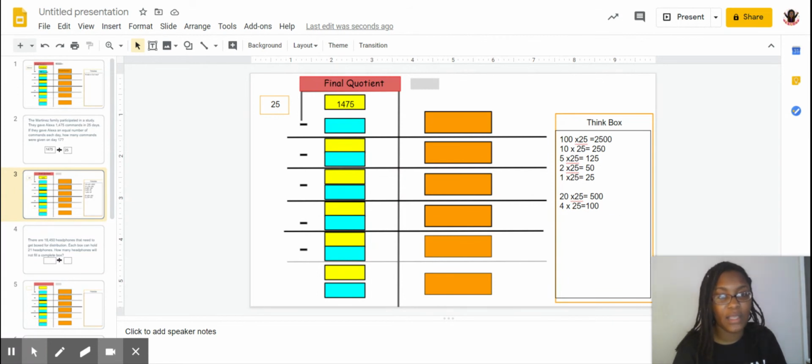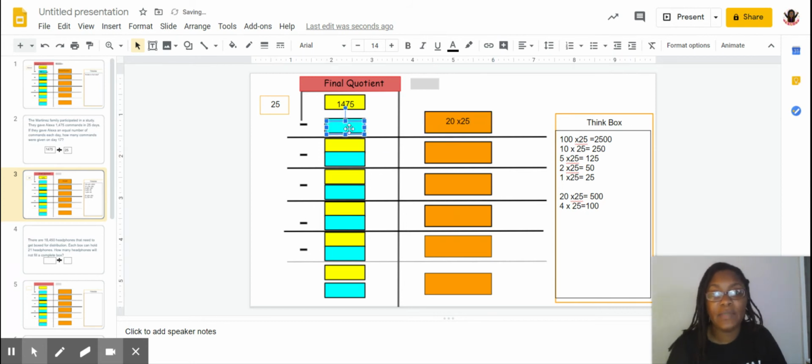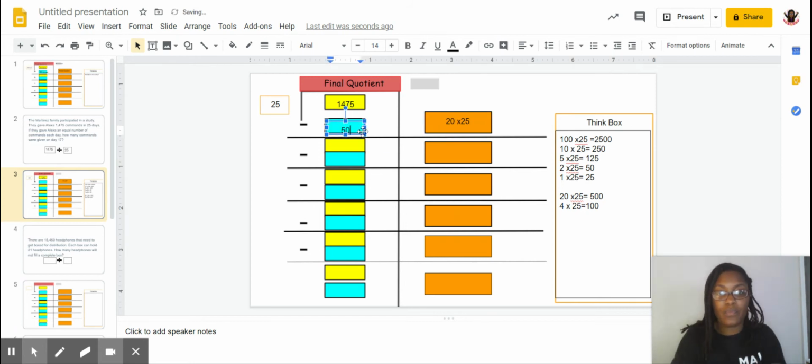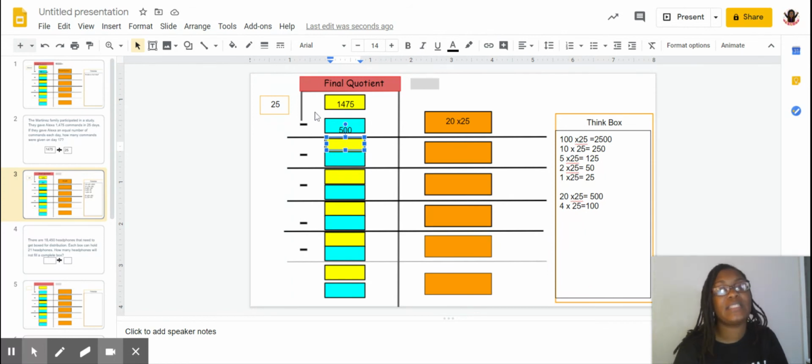Okay, so we're going to be looking at 1,475, and we're looking at our think box to find something that's close without going over. So we're going to use this 500 because that's the closest that I can get to 1,475. So I'm going to be doing 20 times 25, and that gives me 500. Don't forget you have to double click to get the cursor so that you can start to type.